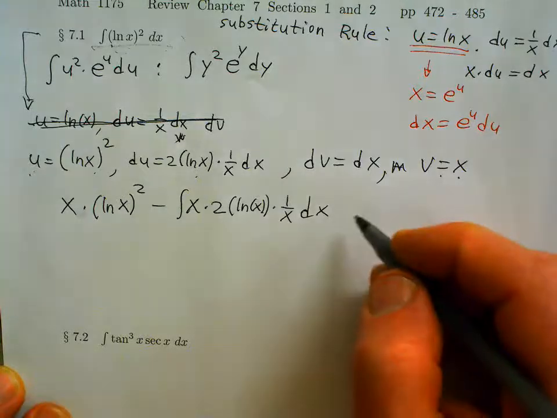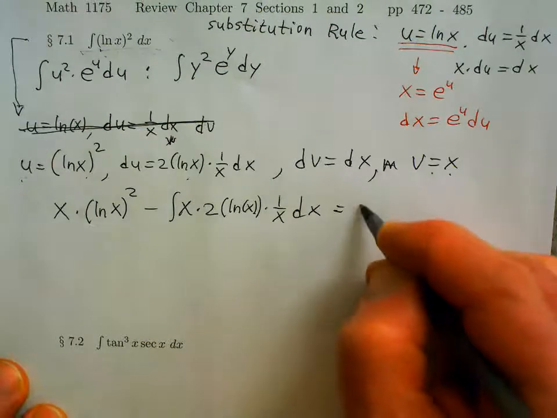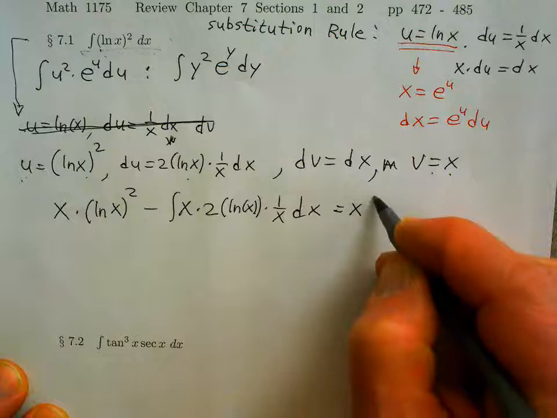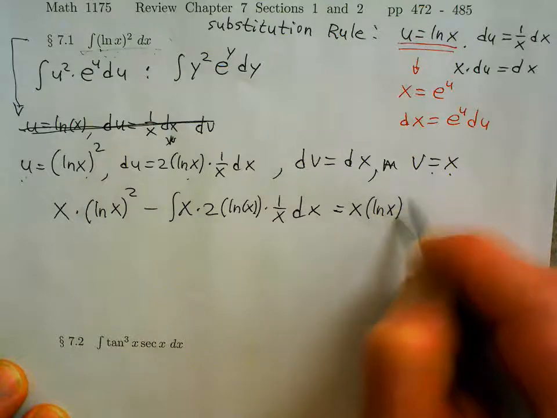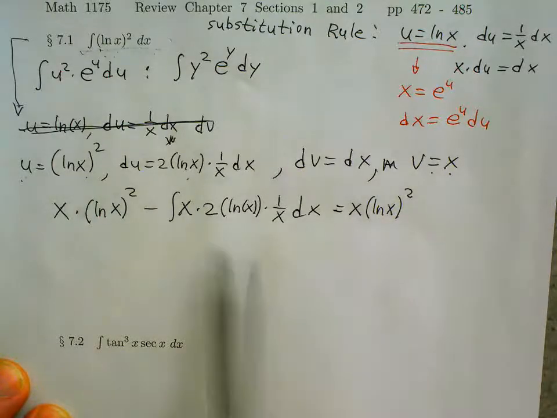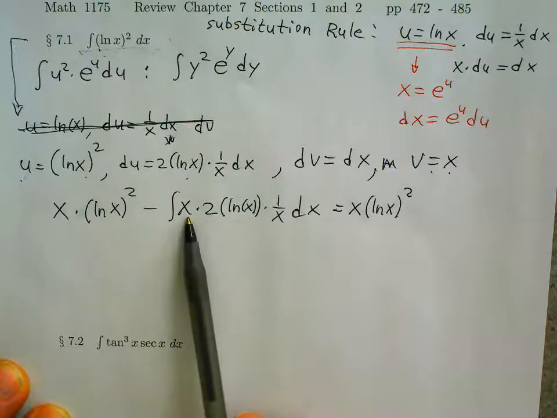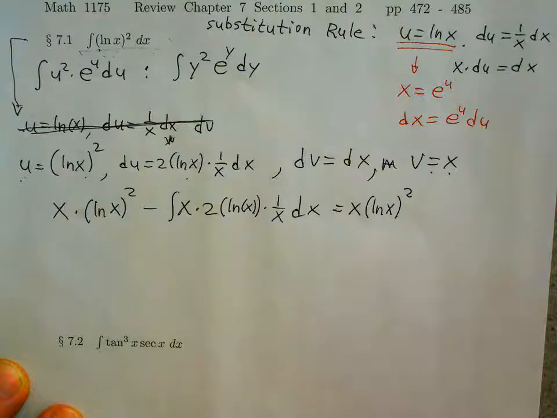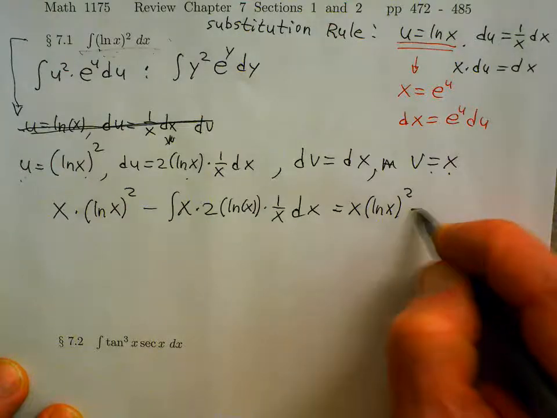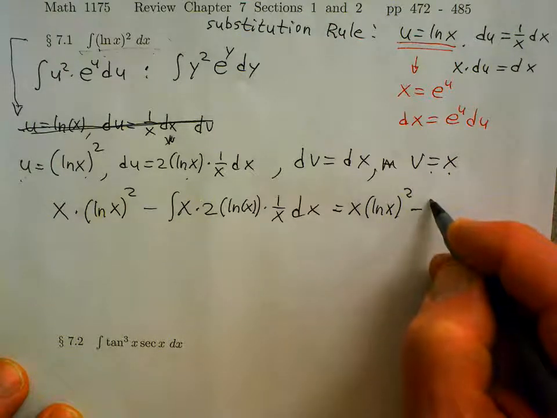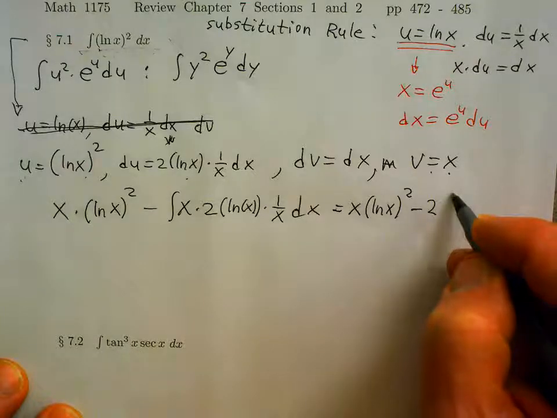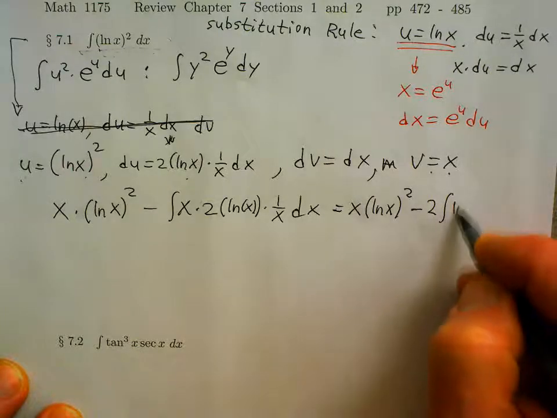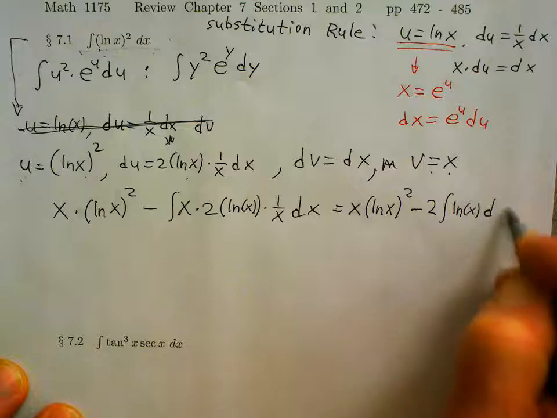Well, we'll simplify this a little bit. On the left, we get x times the quantity natural log of x squared. So in this integrand, the x times 1 over x simplifies to 1, and we have a constant of 2. So we'll bring the constant 2 out and write minus 2 times the indefinite integral of the natural log of x dx.